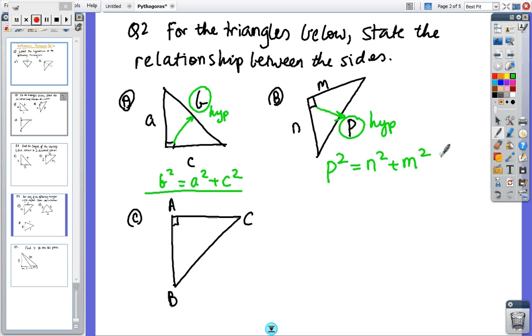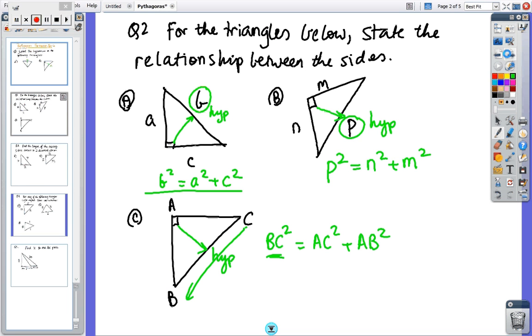In the last one, we don't have any labels on the sides, but we've got the vertices. So first thing you do is label the hypotenuse. And so the hypotenuse is that side, so that's BC squared, and that will equal the other two sides squared, AC squared plus AB squared. So it doesn't matter which order, but the hypotenuse is going first by itself. All right, so that's the second question.